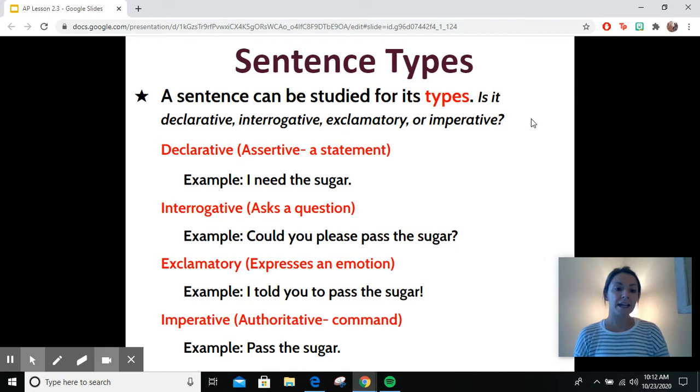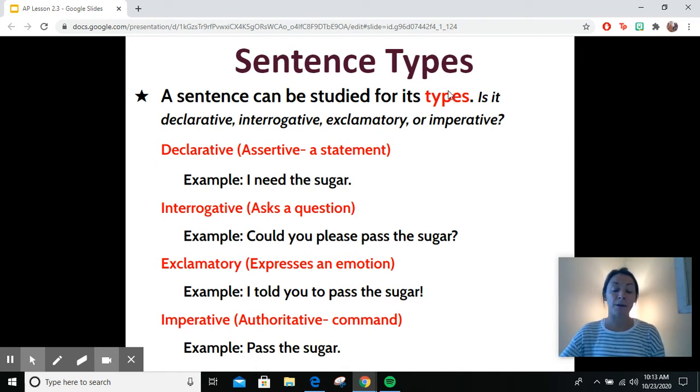Okay. Next one, interrogative. It asks a question. What helps me with this one is I think of like an interrogation. If you've ever watched any of those crime shows or detective shows, when they interrogate somebody, they're asking them questions. That's what helps me. So an example for this would be, could you please pass the sugar? Another thing that helps me with that is if there's a question mark, it's a question, meaning it's interrogative.